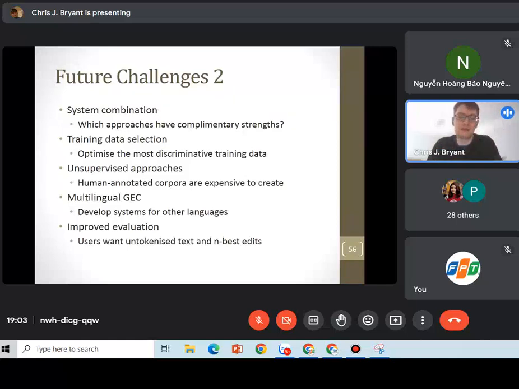And then finally, improved evaluation. Evaluation is currently carried out in terms of edits of tokenized text, but ultimately a user will only be seeing untokenized text. And we might also want to display possible alternatives. If you imagine Microsoft Word, if you right click on a spelling error, it'll say, did you mean ABC? Error correction systems currently don't do that. They will just give you the one best answer when actually there might be multiple answers. So it would be useful to encourage systems to do that.